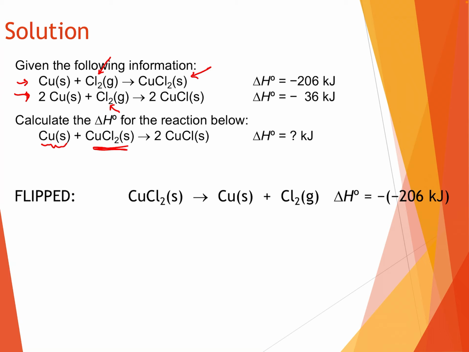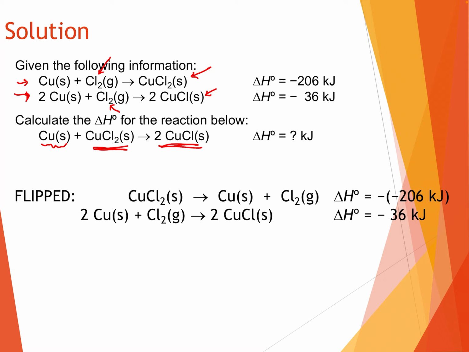So now if we look at the second reaction, we have 2 copper 1 chlorides on the product side, and in our overall reaction, we have 2 copper 1 chlorides on the product side. So that's telling me we actually don't need to do anything to our copper 1 chloride because it's already on the right side. We have the right amount of it, so we can just copy it down below.